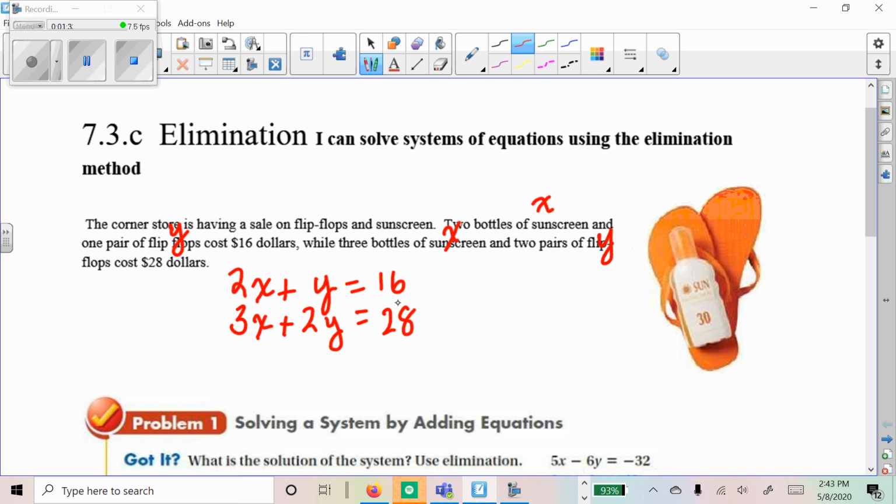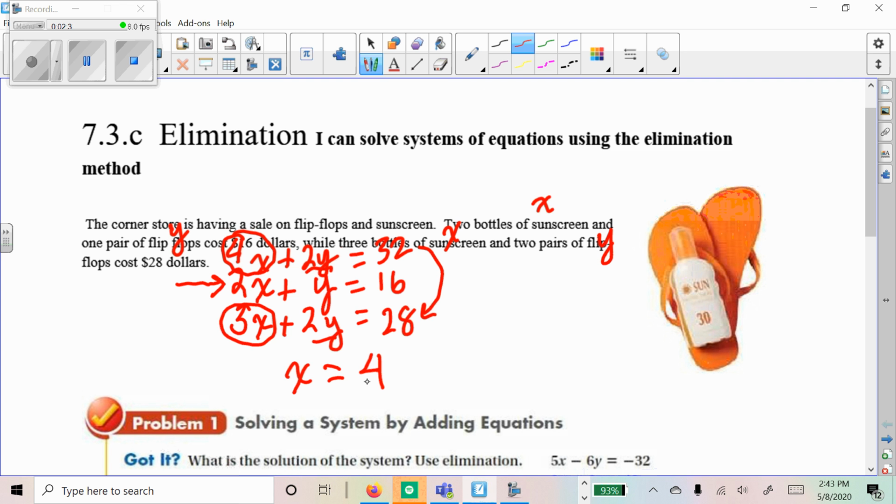Well, we're going to use this thing called elimination. And here's what I'd like you to think about. If this top row, we just doubled it. Instead of buying 2 sunscreens and 1 flip-flop for $16, what if we would have bought 4 sunscreen and 2 flip-flops? That would have been double the price, $32, right? Now I have the exact same number of flip-flops in my purchases. And the difference between my purchases, here I got 4 bottles of sunscreen, here I got 3 bottles of sunscreen, is 1 bottle of sunscreen. So 1 bottle of sunscreen must be the difference in the price between the 32 and the 28, which is $4.